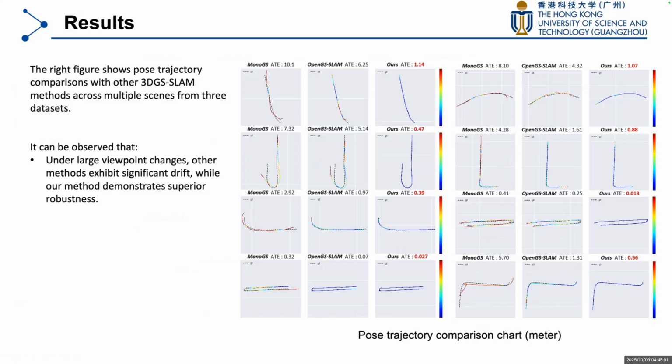To conclude, S3PO-GS introduces global scale-consistent Gaussian point maps into monocular SLAM. With our new tracking and mapping modules, we can suppress scale drift and achieve stable, accurate localization and high-quality rendering in outdoor scenes.